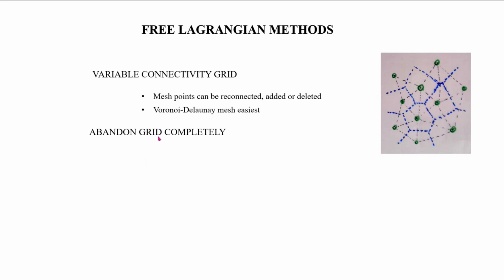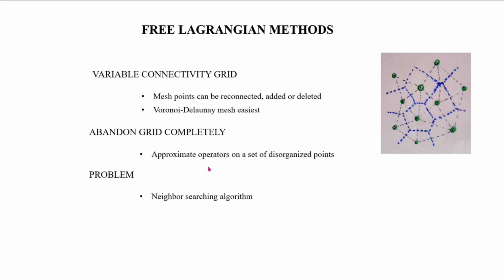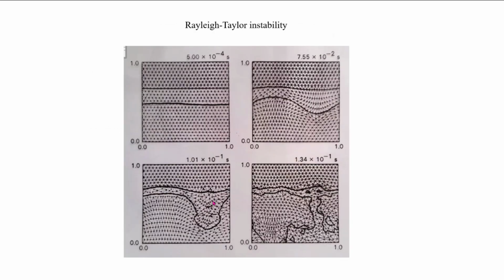And eventually I can abandon the grid completely, and I can approximate operators on a set of disorganized points. So I do not assume any relation between these points. I just have a set of points, and I have to discretize operators somehow. And if I do this, then I run into problems with the neighbor searching algorithm. Because if I look at this point, probably I should discretize the operator using the closest points. So if I look at this point, I should not be using information from these grid points to approximate the operator here. So I have to have an effective neighbor searching algorithm.